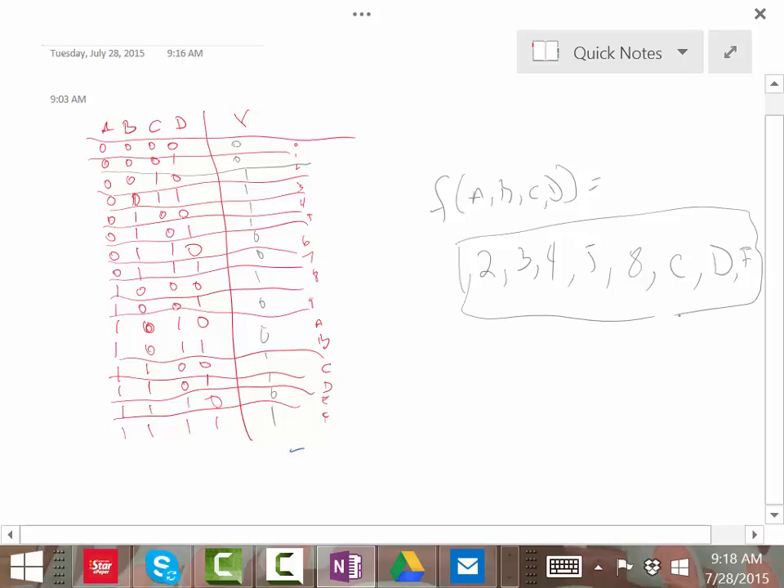If any of those combinations are high, the output's going to be high. So that's another way that some people will write this. I just go through this table here, and every place there's a 1, I just put that there. So that's a shorthand way of writing it.